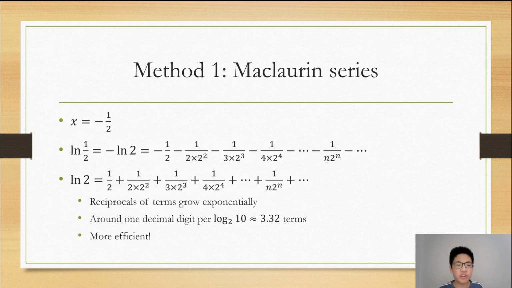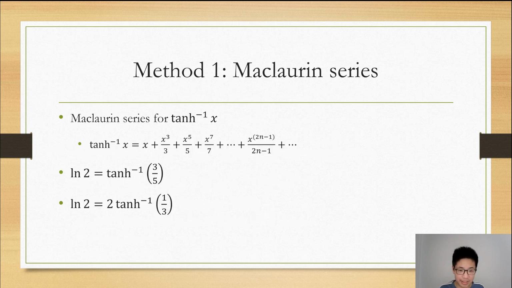Now, when you use x equals negative half, you get a much faster formula. This is definitely faster because the reciprocals on the terms grow as O of e to the power of n, or roughly exponentially. So it's around 1 decimal digit per log base 2 of 10, which is 3.32 terms. Of course, if n grows bigger, then more decimal digits will be created per term. And this is admittedly more efficient than using the alternating harmonic series.